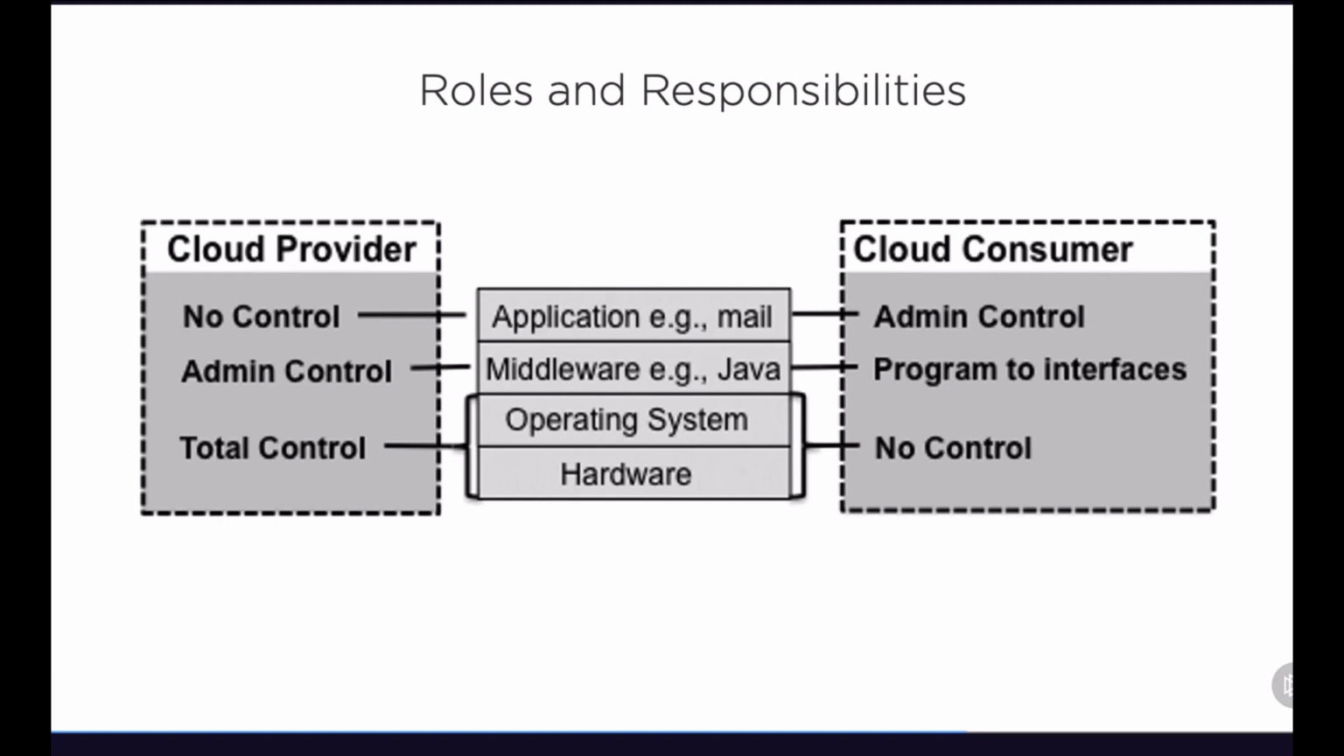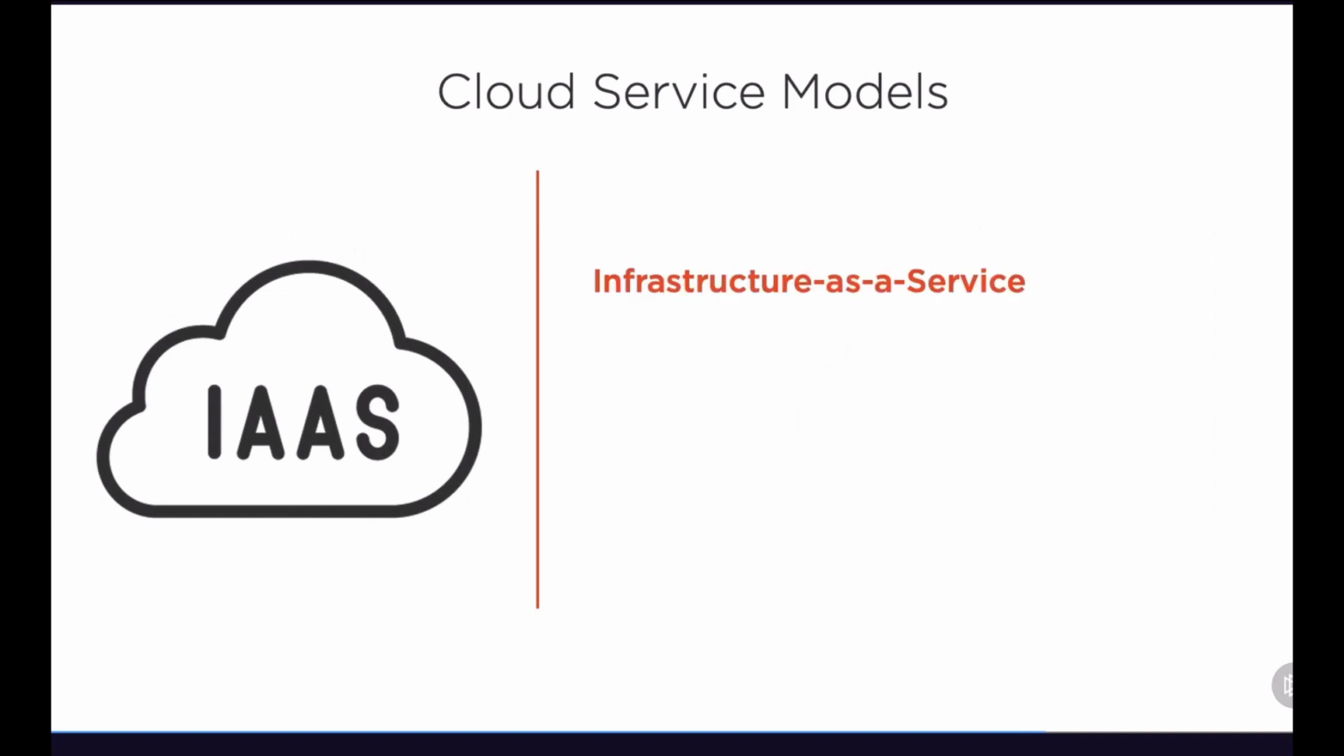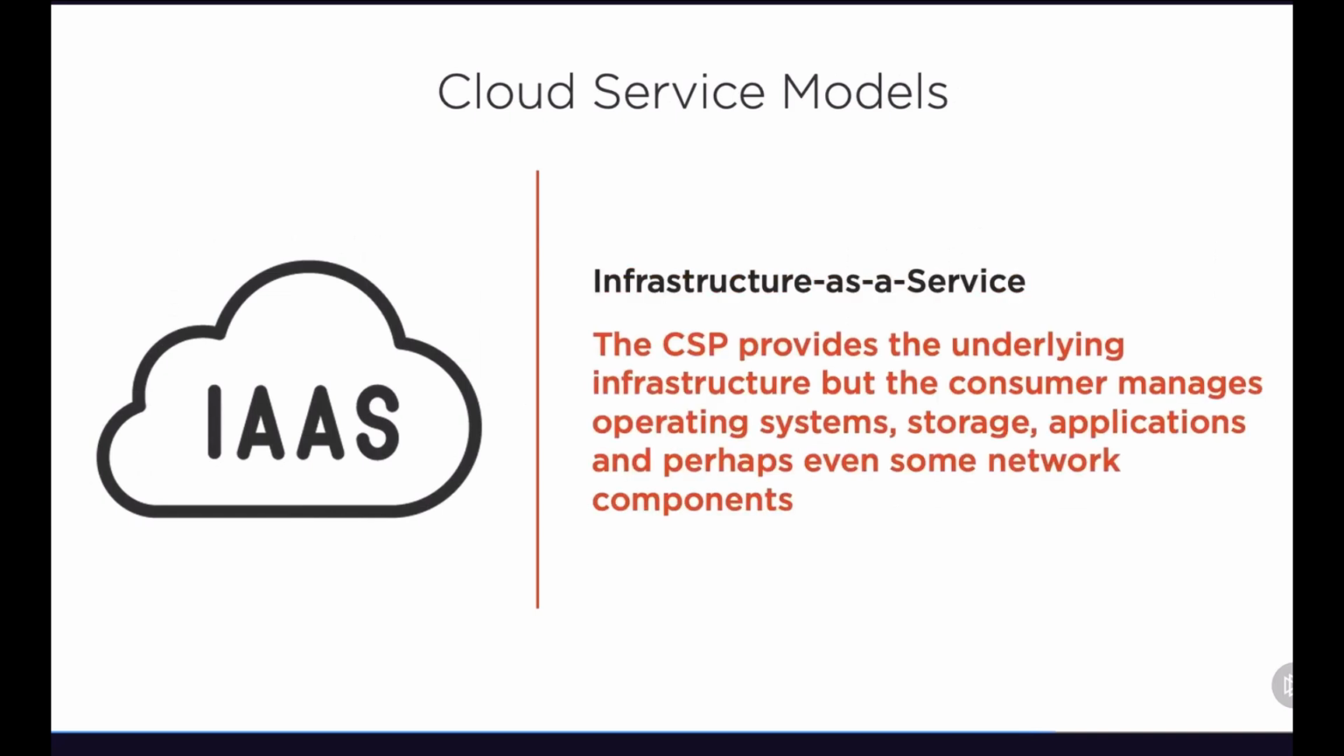The cloud consumer has real control then over the application, the installation, patching, and so on, access controls, and they also then have to manage their interfaces between their program and the underlying infrastructure. In infrastructure as a service, the cloud service provider provides the building, the underlying infrastructure, but the consumer manages operating systems, storage, applications, and perhaps even some network components at times.